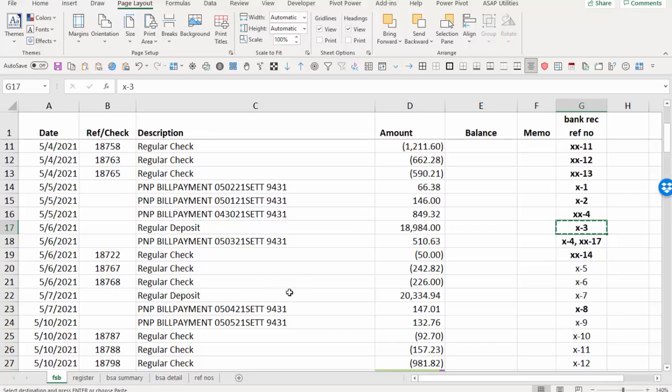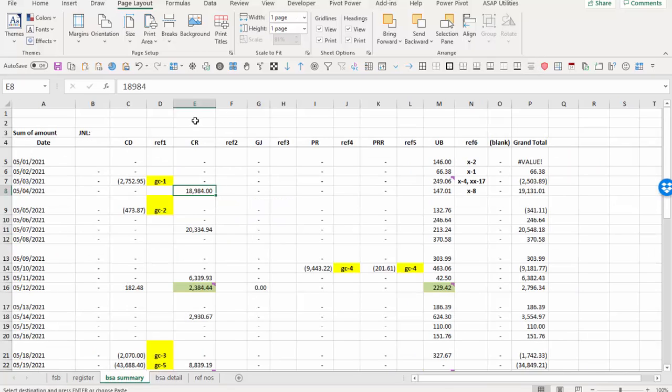Regular deposits are noted in BSA with a CR code. These are payments that were received in person or through the U.S. mail.